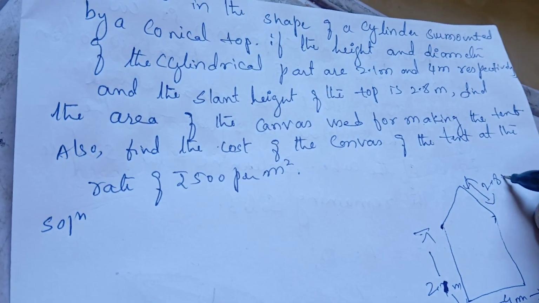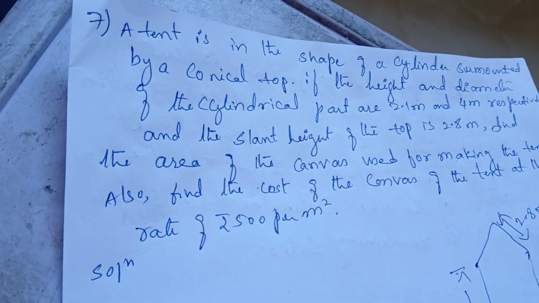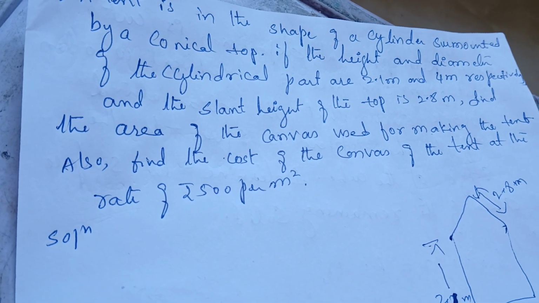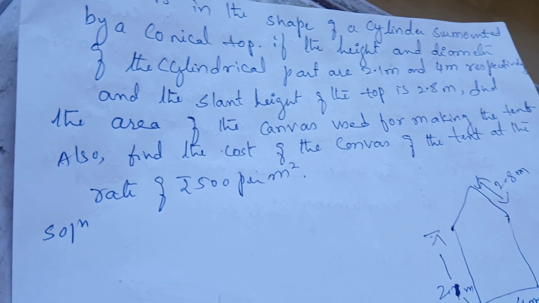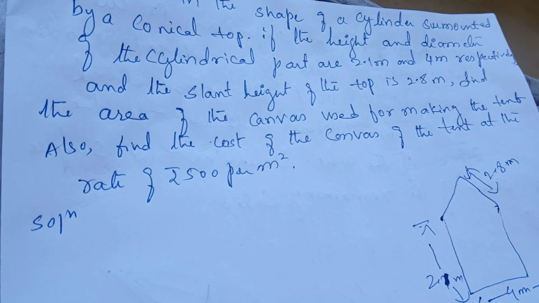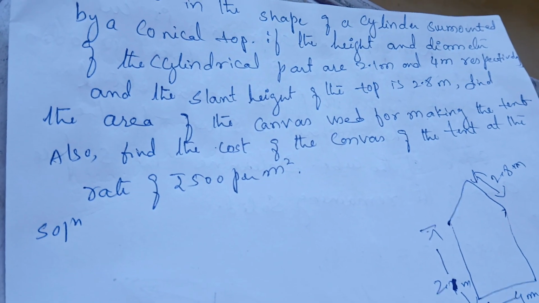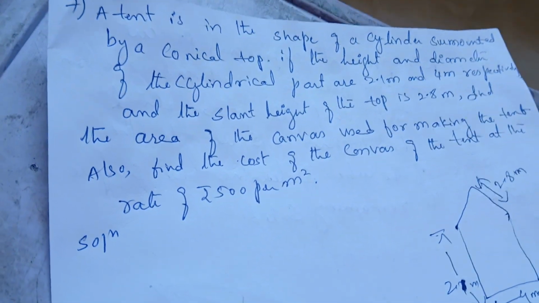2.8 meters as the top height. 2.8 meter, it is the top height, slant height. Find the area of the canvas used for making the tent. Also find the cost of the canvas of the tent at the rate of rupees 500 per meter square. So we will calculate later.